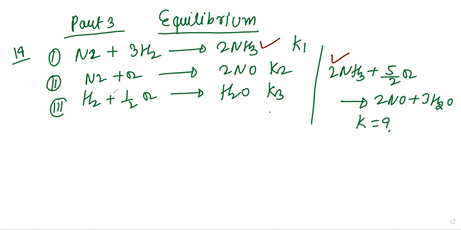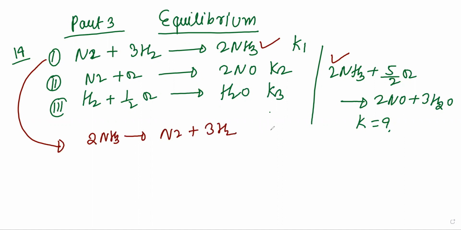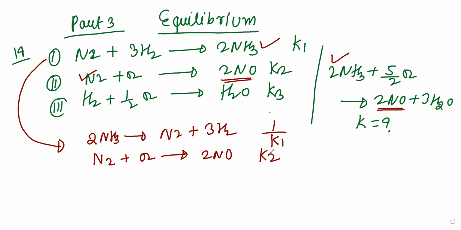So see how we'll do. Reverse this first reaction. It will become 2NH3 dissociating to produce N2 plus 3 moles of hydrogen. So the equilibrium constant will be 1/K1 after reversing. And now observe this N2, where is it? Now see this part, 2NO is on the right hand side. So no need to reverse the second part. Just copy it. So it will be N2 plus O2 produce 2NO, equilibrium constant is K2.